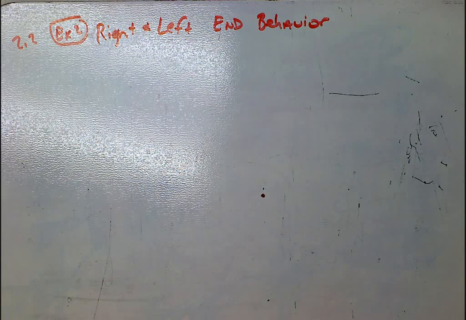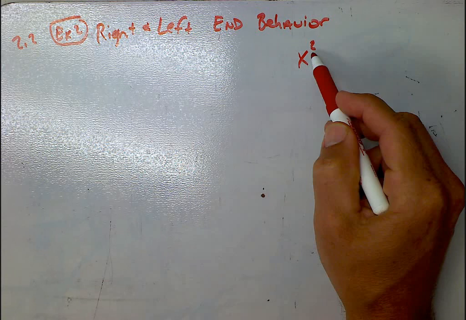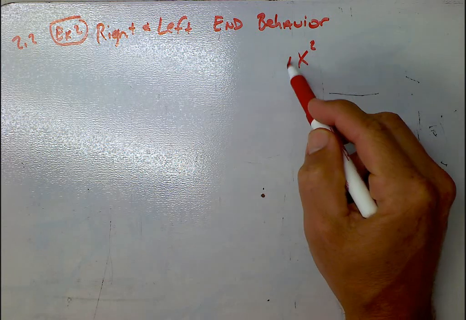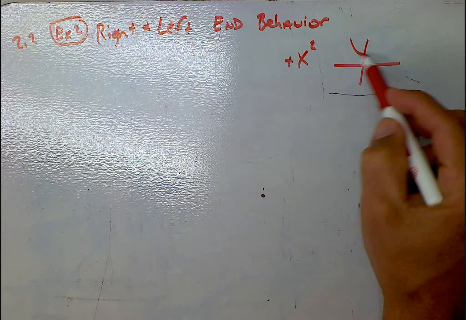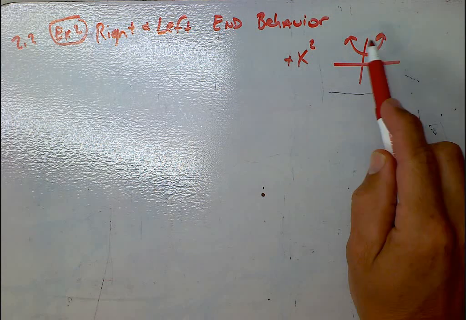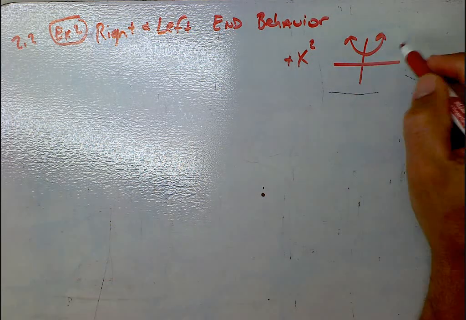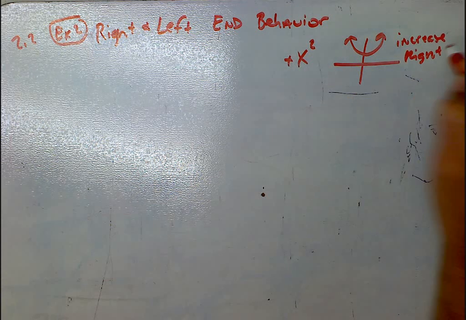Here in example 2, we're talking about right and left end behavior. End behavior just means what the graph does to the left and to the right as it gets big. For instance, if our exponent is positive, the leading coefficient is positive, and the exponent is even, the end behavior looks something like this. Increases to the right, increases to the left.